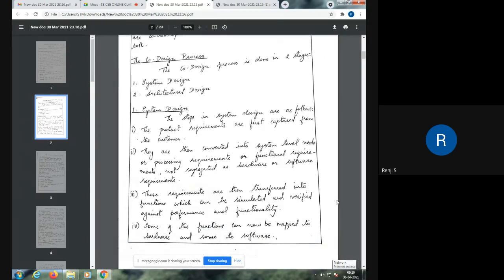So the co-design process is done in 2 stages. Co-design 2 parts ആയിട്ടാണ് നടക്കുന്നത്. ഫസ്റ്റ് സ്റ്റേജ് is called the system design and the second stage is called architectural design. So there are 2 stages in the co-design process. ഈ സ്റ്റേജസിൽ എന്താണ് ചെയ്യുന്നതെന്നാണ് ഇനി പറയാൻ പോകുന്നത്. ഫസ്റ്റ് സിസ്റ്റം ഡിസൈനിൽ എന്തെല്ലാം ചെയ്യുന്നുണ്ട്, ആർക്കിടെക്ചറൽ ഡിസൈനിൽ എന്തെല്ലാം ചെയ്യുന്നുണ്ട്.